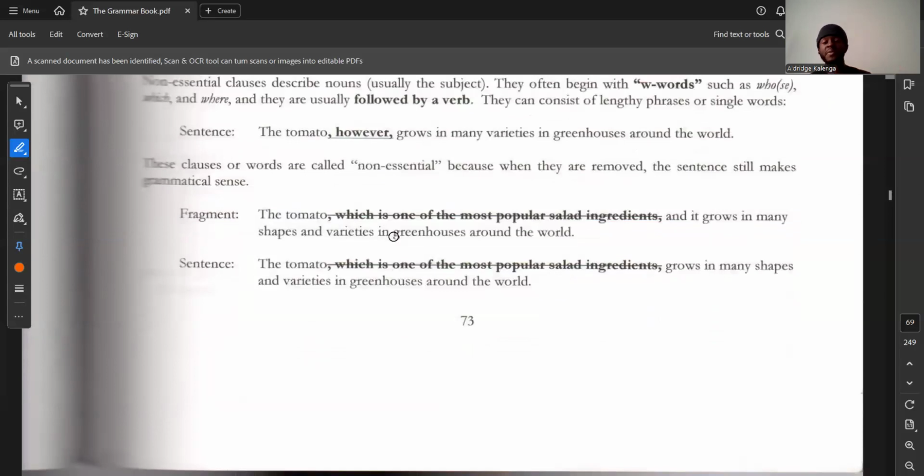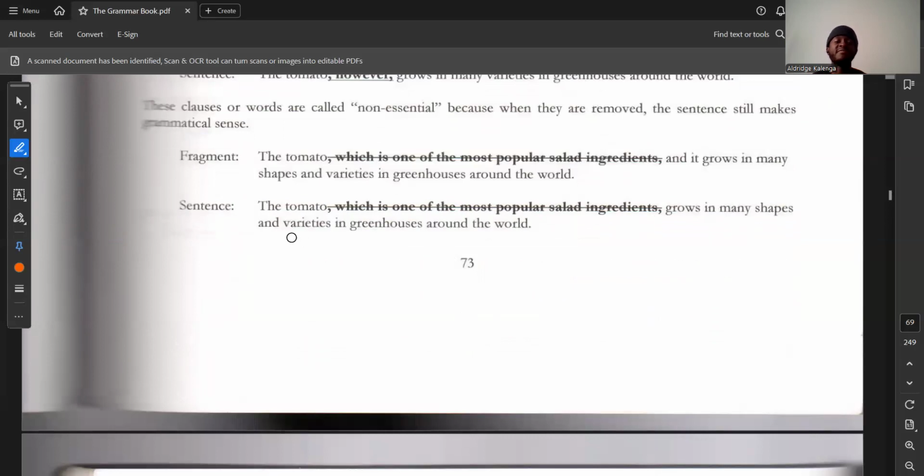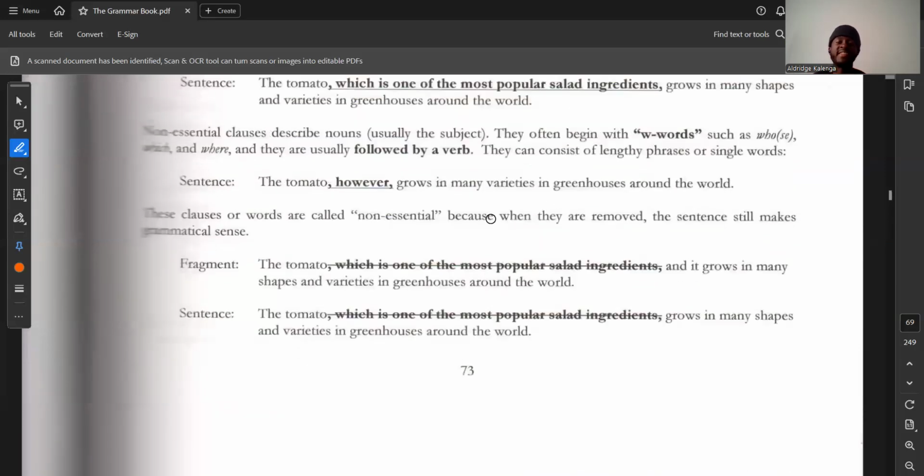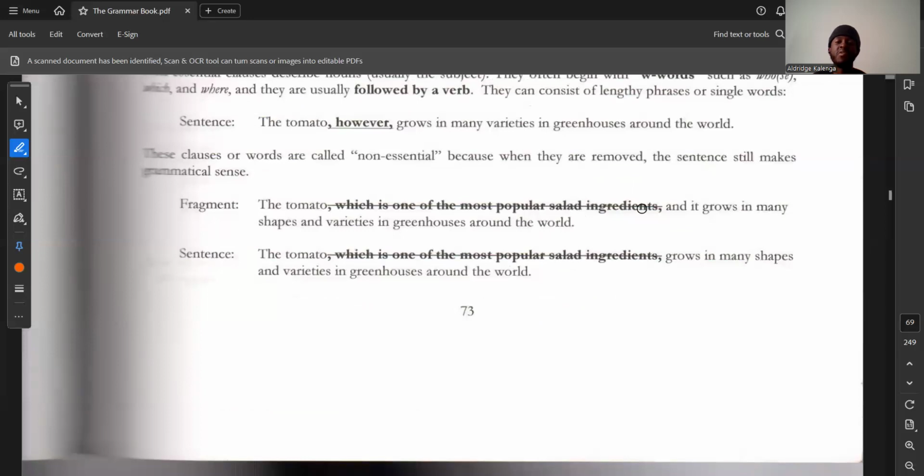The tomato, which is one of the most popular salad ingredients, grows in many shapes and varieties in greenhouses around the world. So this is correct. This is wrong because if you remove a non-essential clause, it should still make sense. So if you say the tomato and you erase this, the tomato and it grows in many shapes and varieties in greenhouses around the world, that's wrong. You're just leaving a fragment there. So the whole notion behind the non-essential clause is that when you take it out, it should still make grammatical sense. If it's going to stand alone, it should be a sentence. Otherwise, it's a fragment.